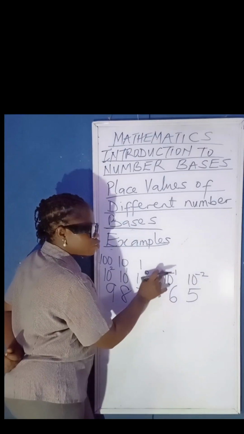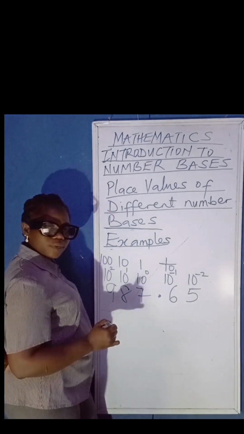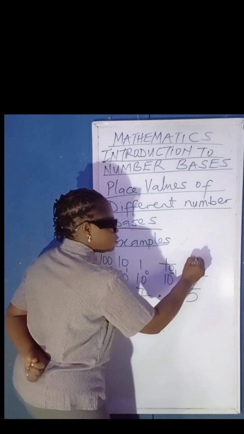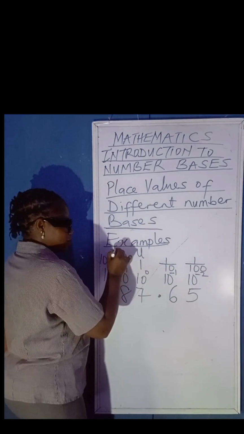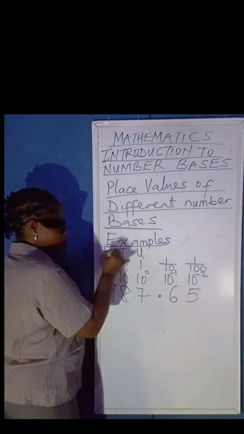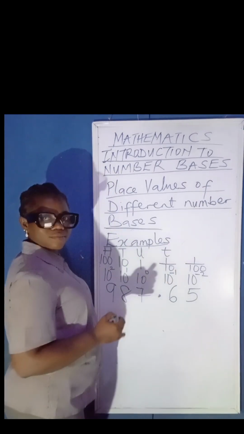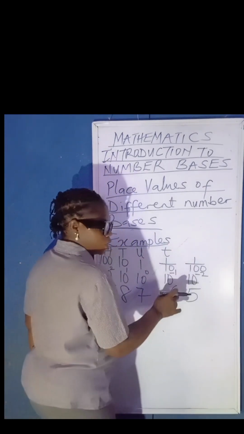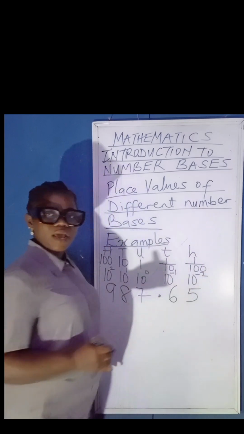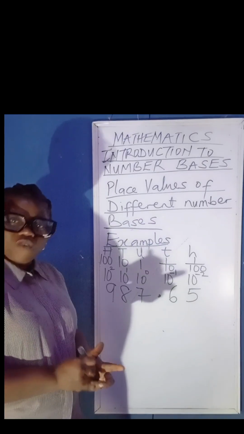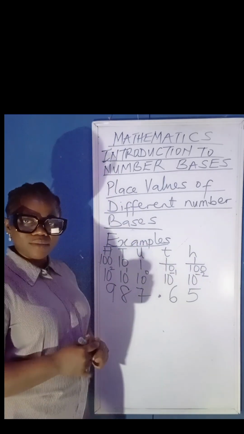10 raised to power minus 1 means 1 over 10. 10 raised to power minus 2 means 1 over 100. This is units. This is tens. This is hundreds. 1 over 10, or 10 raised to power minus 1, is tenths. And 1 over 100, which is the same thing as 10 raised to power minus 2, is hundredths. Do you remember this pattern of place value from lower classes? That is how they find their names.